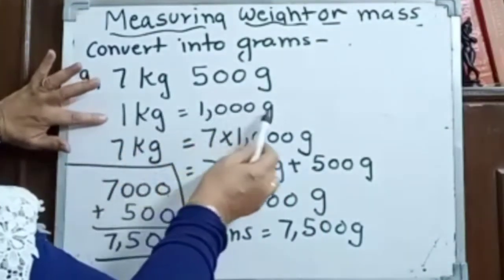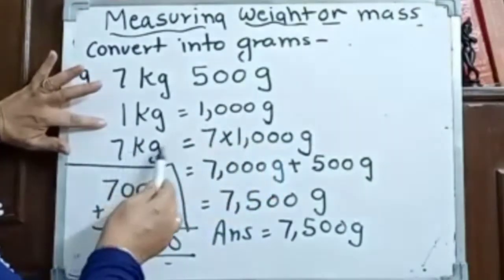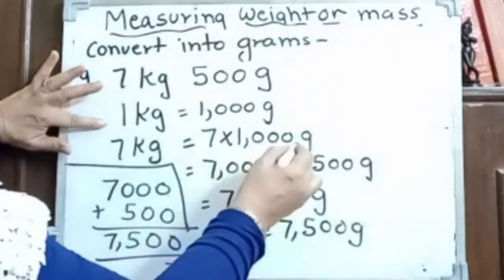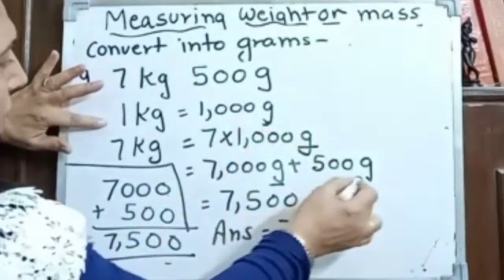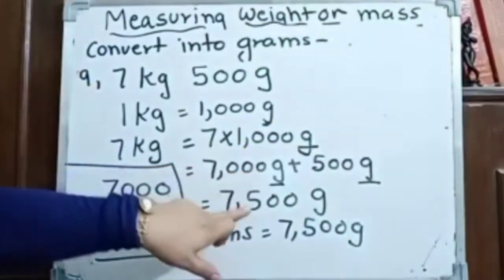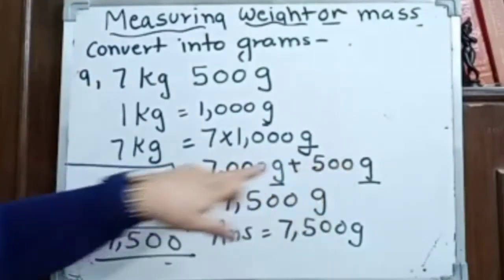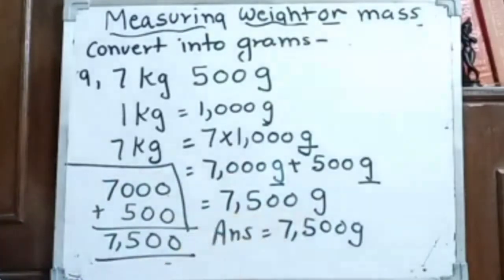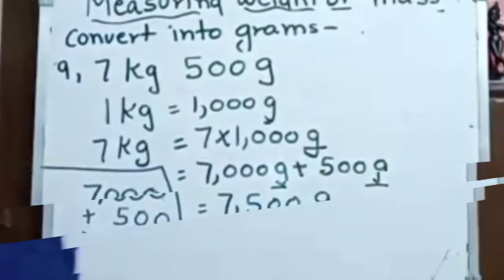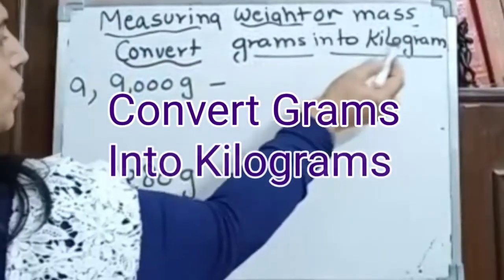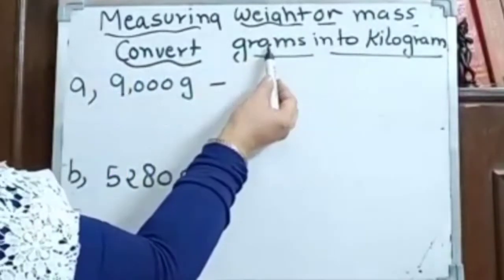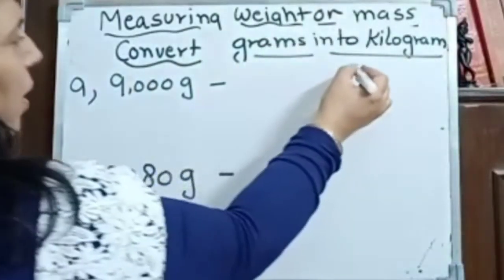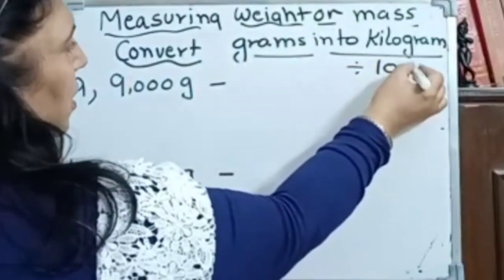1 kilogram is equal to 1,000 gram. 7 kilograms, 7 into 1,000. First convert and make the unit the same: gram, gram. Then 7,000 plus 500. Use this rough column and then write the final answer. Now convert grams into kilograms, smaller unit to bigger unit. What will we do? Divide by 1,000.